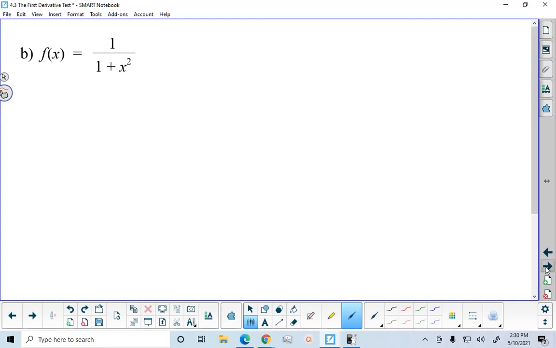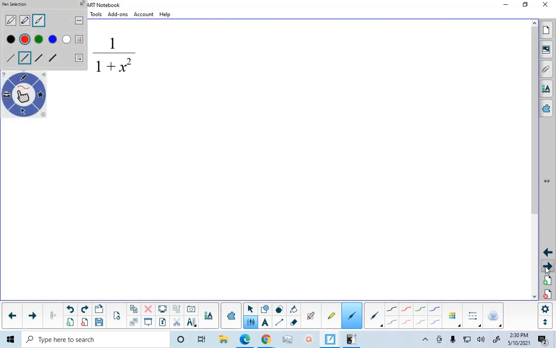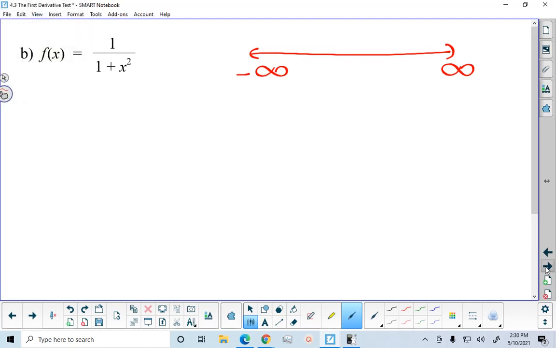Fairly simple looking function. F of x equals 1 over 1 plus x squared. Again, I just want to make the observation that this function is defined over all real numbers. There are no asymptotes. There's no way that 1 plus x squared can be equal to 0. There's no asymptotes. There's no square roots. It's defined over all real numbers.